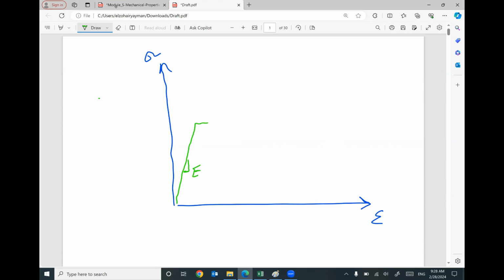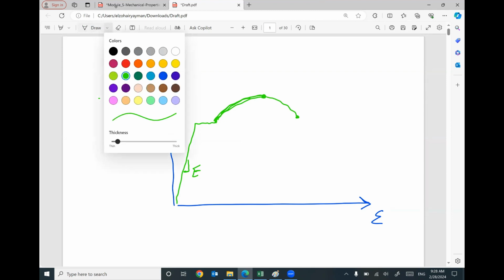Then we have yielding plateau. Then we have strain hardening until we reach the ultimate stress. Then the necking stage will start until we reach the fracture of the sample.